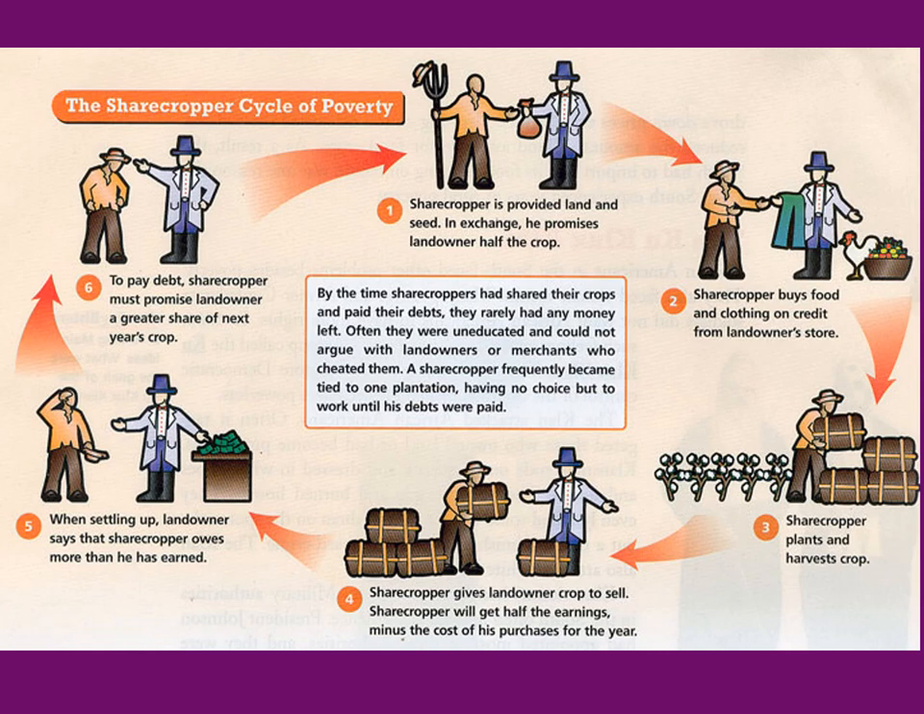Some of these contracts even gave the landowners the right to physically punish the sharecroppers that lived on their land. So the sharecropper, number four, gives the landowner a crop to sell. Sharecropper will get half the earnings minus the cost of the purchases for the year. When settling up, step five, it's never enough. They always worked out the math that you owe more than what you actually produced. Therefore, we're going to have to tag on what you owe for next year, for the next harvest.